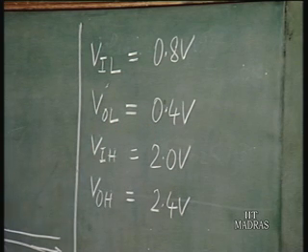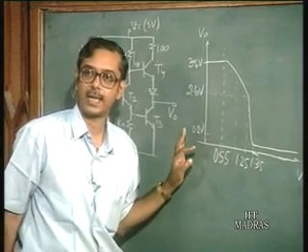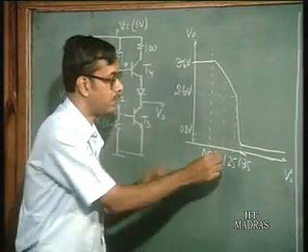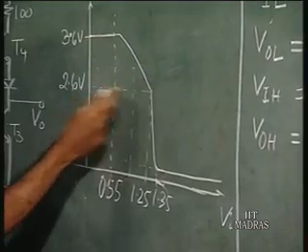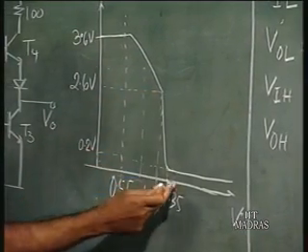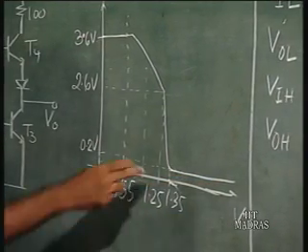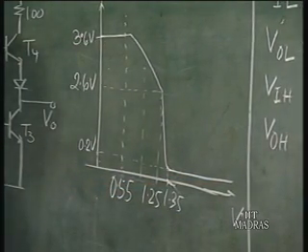Okay? And we see that this is going to be satisfied by this characteristic, because at 0.8 volts, the output voltage obviously is going to be greater than 2.4, and at an input voltage greater than 2 volts, the output voltage obviously is going to be less than 0.4 volts.